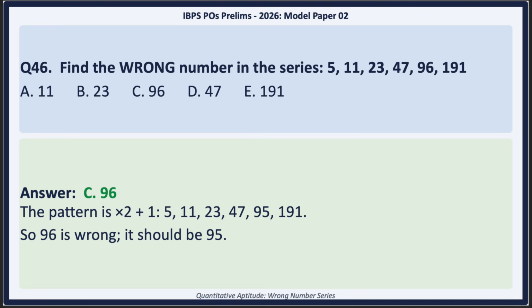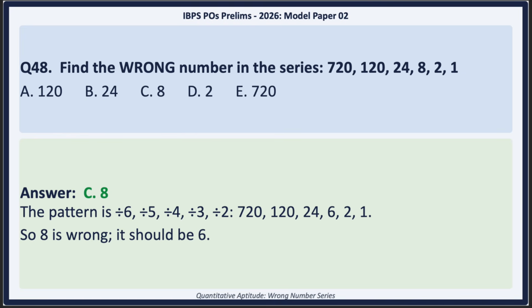But you can train your intuition by looking at the shape of the series. Don't look at the specific numbers first. Look at how fast they're growing or shrinking. Let's break that down into practical advice with question 48. You see a series dropping rapidly, starting at 720, then plummeting to 120, then to 24, 8, 2, 1. What should your instinct be?